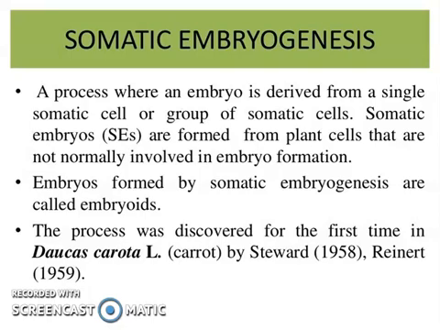Somatic embryos are formed from plant cells which are not normally involved in the development of embryos. In somatic embryogenesis, there is no formation of endosperm or seed coat around a somatic embryo. Embryos which are formed by somatic embryogenesis are called embryoids. This process was first discovered in Daucus carota by Stewart and Reinert in 1959.